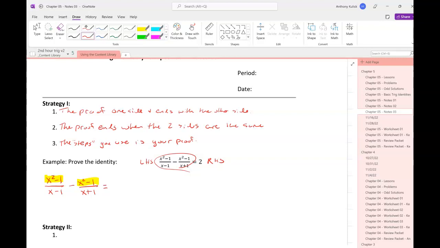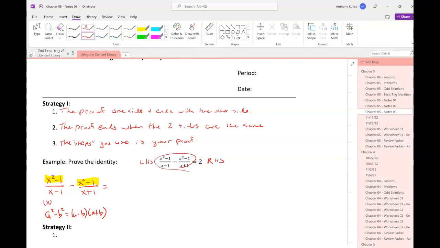X squared minus 1, does that factor? Yeah. It's a quadratic, so it possibly could factor. How does that factor? So what you'd want to remember is the difference of two squares factoring pattern. If you have something in the form a squared minus b squared, that factors to a minus b times a plus b, correct? Everybody's okay with that?